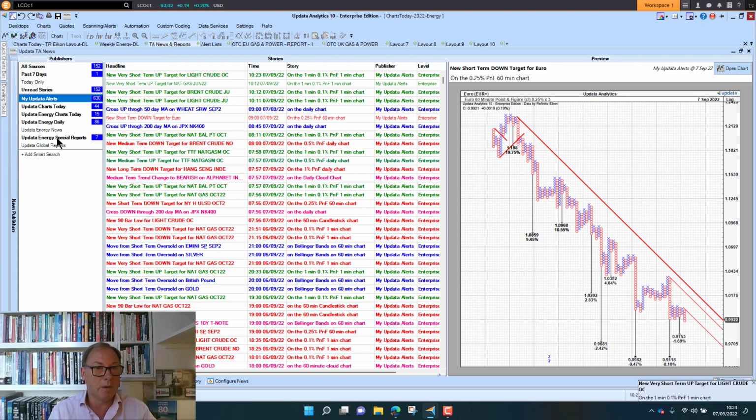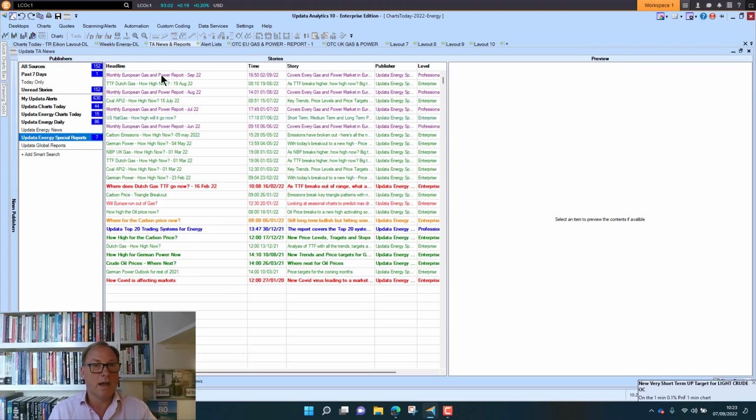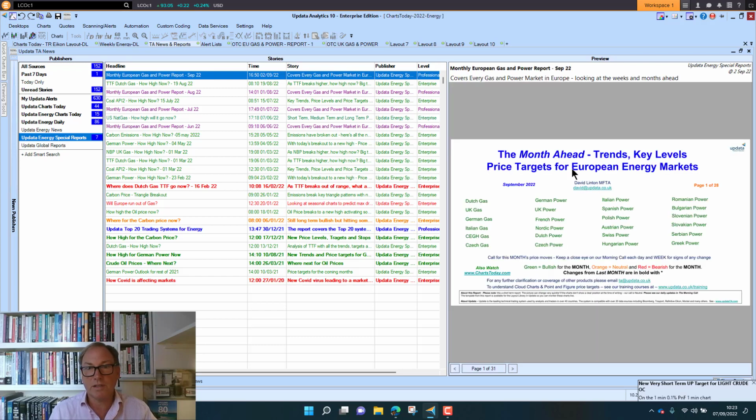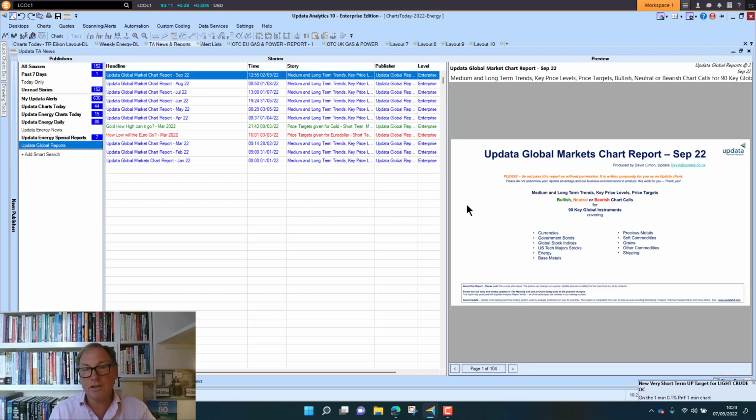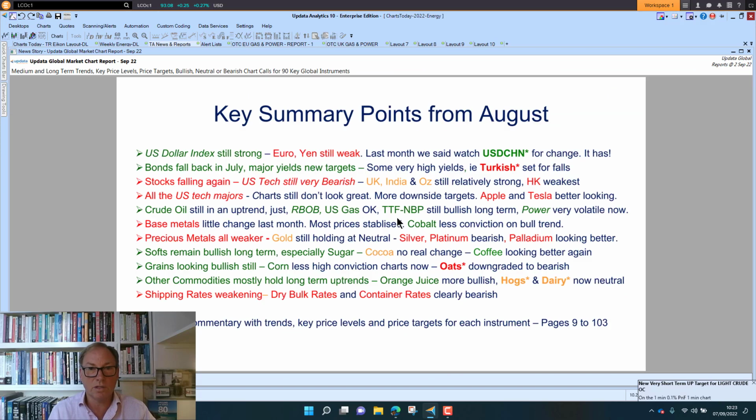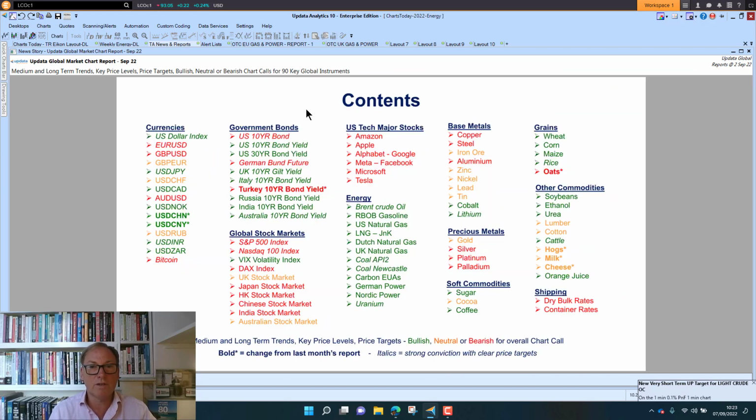When we come to look at the special reports, we've got gas and power for this month with all the target trends and targets. And then, of course, our global reports covering 100 different instruments. These reports are really your long-term view of the market. It gives you a really good understanding of what's changing there in the long-term reports.